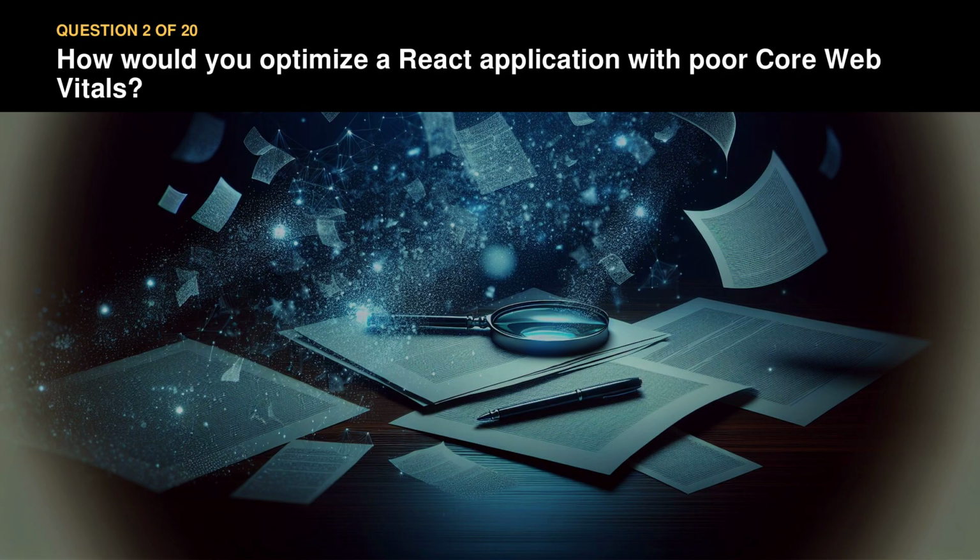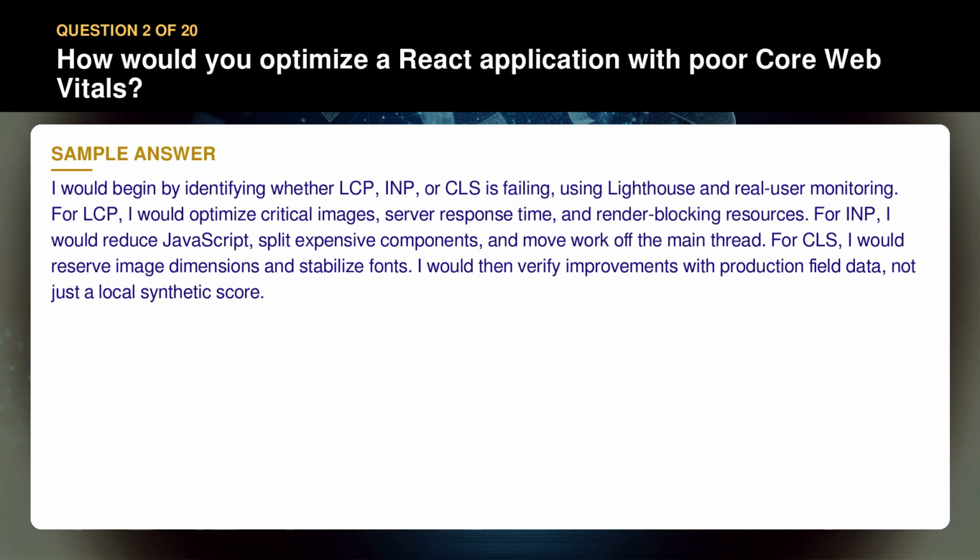Question 2. How would you optimize a React application with poor core web vitals? I would begin by identifying whether LCP, INP, or CLS is failing, using Lighthouse and real user monitoring. For LCP, I would optimize critical images, server response time, and render blocking resources.